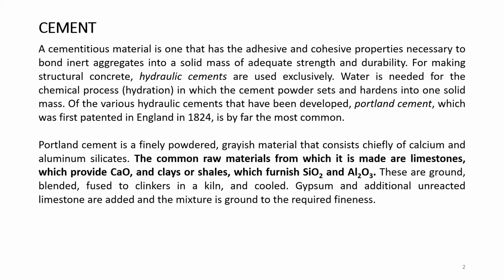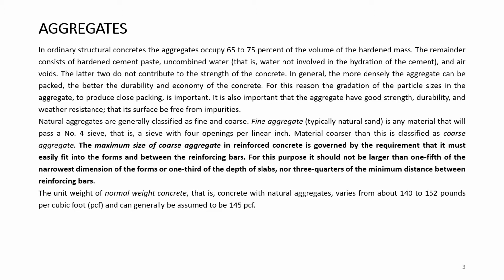Now we will talk about aggregates. In our country there are two types of aggregate: one is stone aggregate and the other is brick aggregate. Stone is a natural material which comes as boulders or pebbles, available in the riverbed or near the hills. If it is a big size, it is crushed to a certain size which will fit into the forms and will become coarse aggregate.